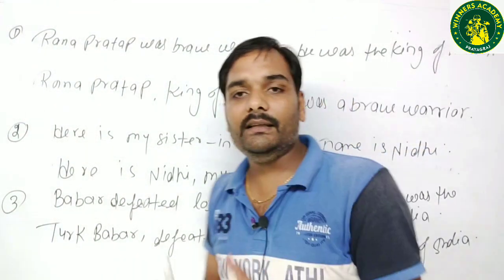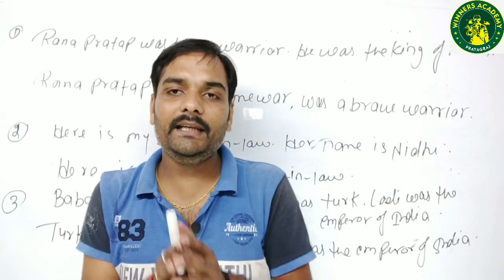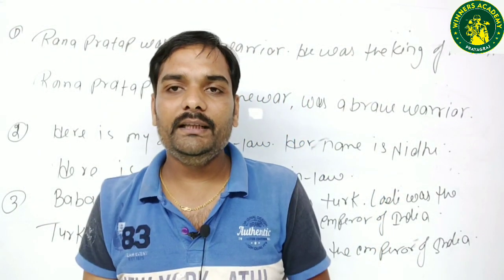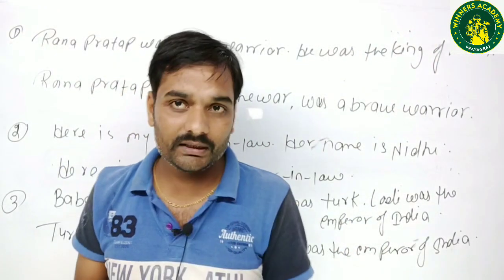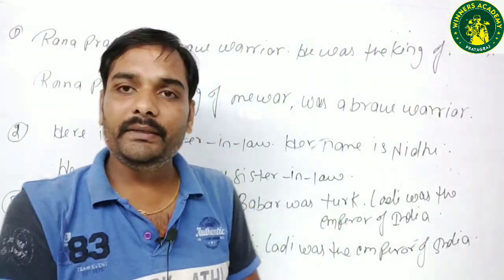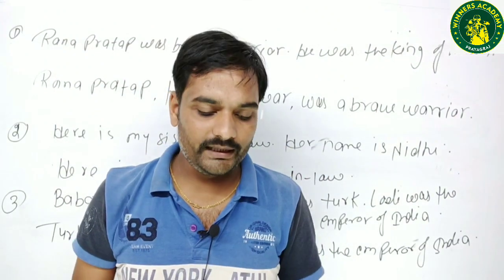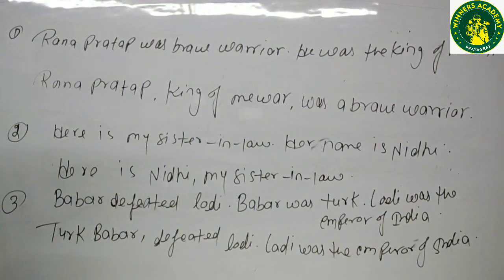Meaning, when there are three sentences, you have to see if the point being made is related to the subject. Someone's ethnicity, like where did they belong to? Was he a Turk? Was he Turkish? So here we put Turk Babar so it becomes clear to you. Let's move on. Let's look at some more sentences.